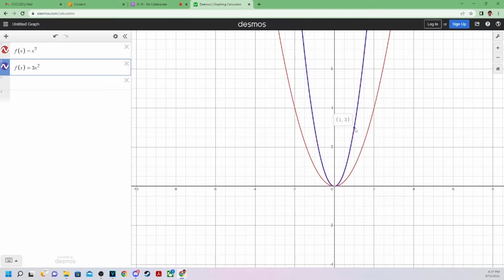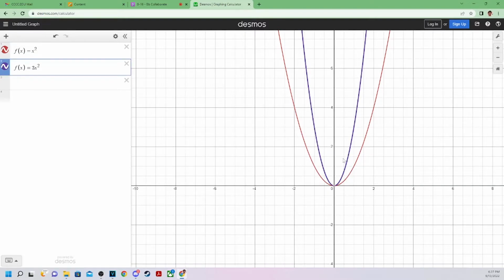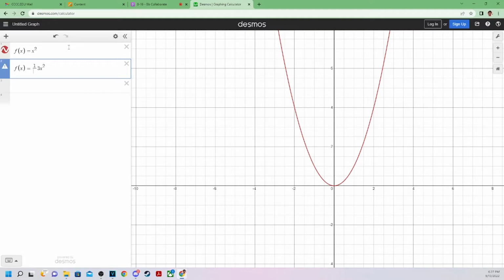So that is the idea. Instead of 1, 1, I move to 1, 3. And if I do that for every single point here where I multiply the output, it's going to get skinnier. It's going to be vertically stretched. Now, what if I took it as 1/3? We know if it's 1/3, it's smaller than 1.